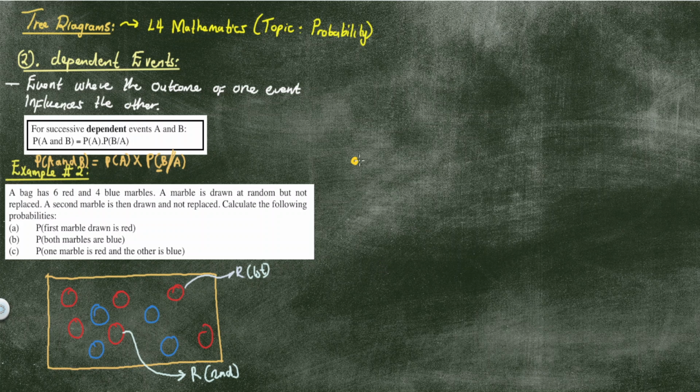For the first event, there are 2 outcomes. It's either I take out a red marble or I take out a blue marble. Now, I want your engagement. What is the probability of me taking out a red marble for the first draw?